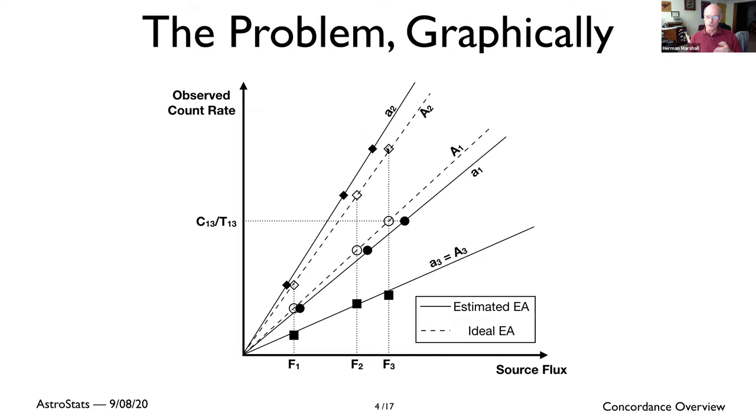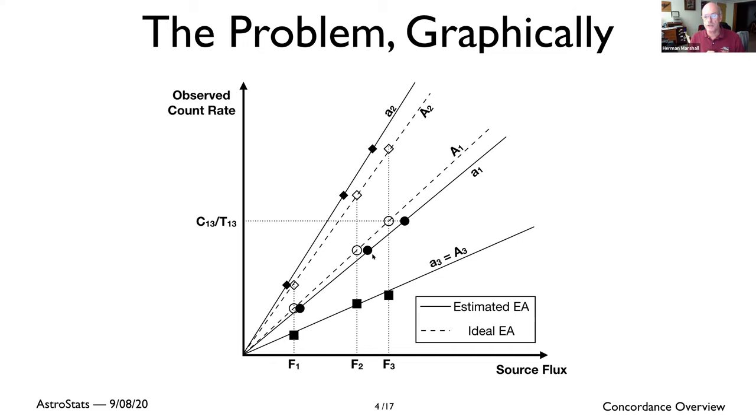The one with the largest effective area, in this case, this is just a schematic, is actually underestimating its effective area. Effective area should be higher and give a higher flux. I'm sorry, should be lower to give a higher flux. Okay, anyway, that's just the schematic problem.